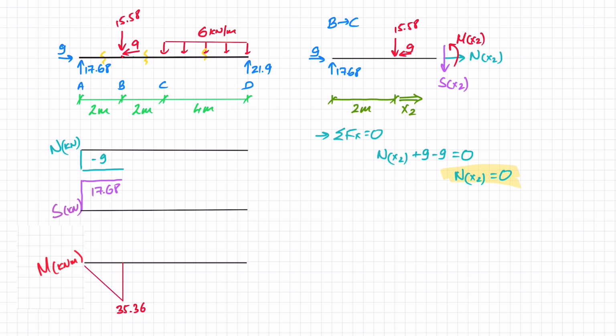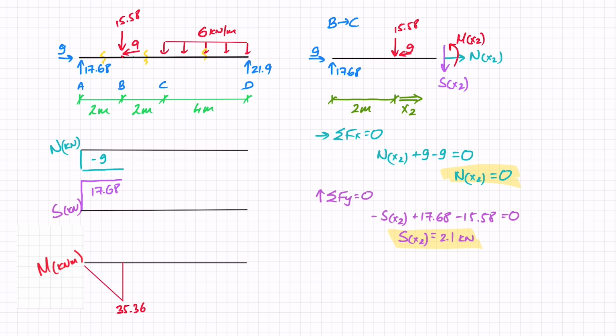Moving on to the sum of forces in y equals 0, I've got minus S x2 plus the reaction force of 17.68 minus 15.58, and that's it in terms of the y direction, so that equals 0. And S x2 works out as 2.1 kilonewtons, and this is also constant throughout the cut.